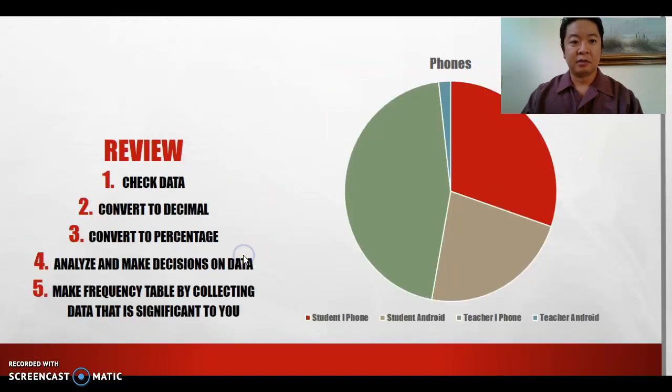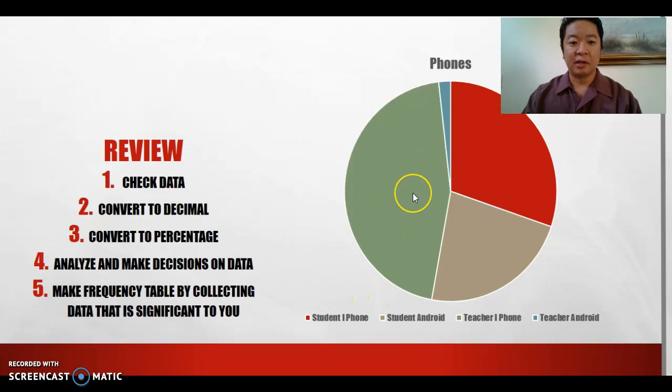Okay? Now let's review. First, you have to check your data. Second, you convert your data to decimals. Third, you convert it to percentages. And fourth, we analyze and make decisions based on this data. And fifth, you make a frequency table by collecting data that is significant to you.